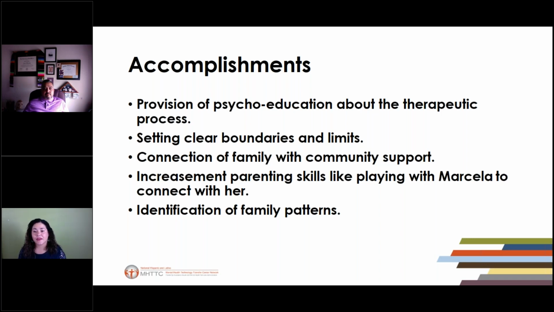During this therapy, we provided psychoeducation. We were able to set a little bit more clear boundaries and acknowledge them, right? Sometimes I didn't know what was happening, so we acknowledged the boundaries that were there, tried to identify them, and helped them establish more healthy boundaries.